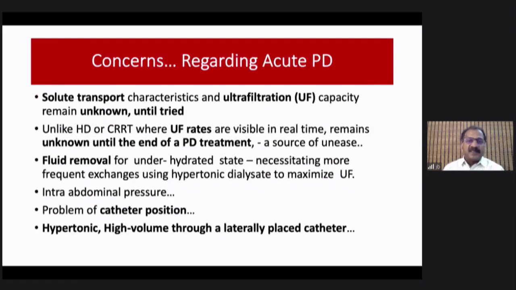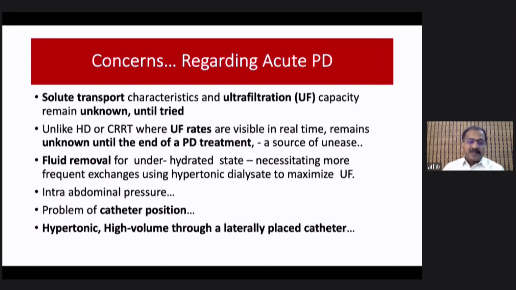But there will be some concerns using PD. One is the solute transport and the ultrafiltration capacity. These will be limited when compared to hemodialysis or CRRT. And another thing is, in a given patient, at a particular point of time, you would not know how much solute transport or ultrafiltration you would have until the session is over. Unlike in hemodialysis or CRRT, where it is all online, you can set the requirement and see what is happening. This can't be done in peritoneal dialysis. So that can make the people who handle this patient slightly hesitant to take up PD.